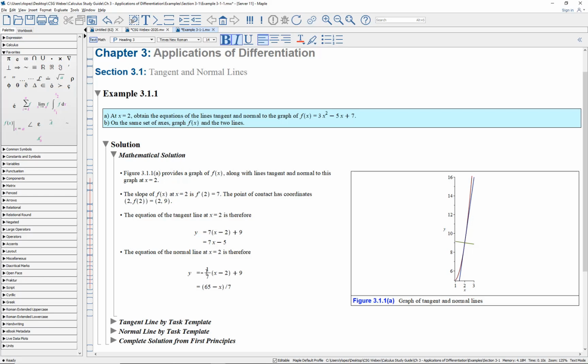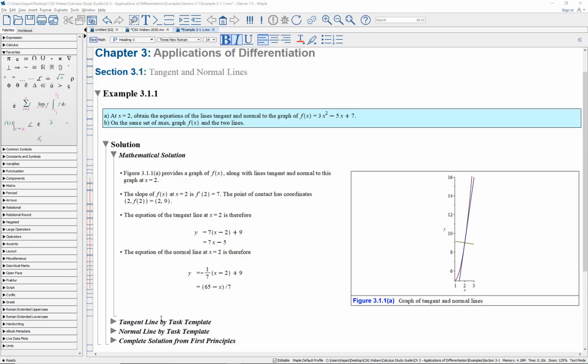Its negative reciprocal will be the slope of the normal line. And this is the point-slope form of each line here. This is then brought over to the graph. So you have in red the graph of the curve, and you have the tangent line and the normal line. So this is what this example is getting at.